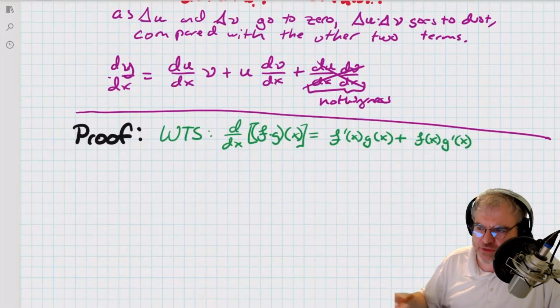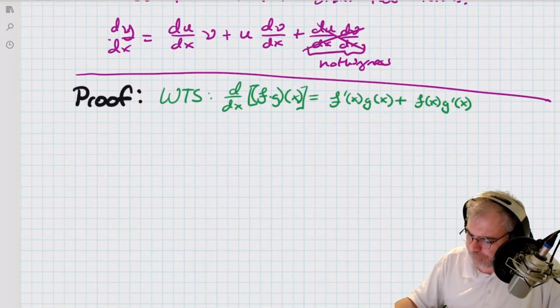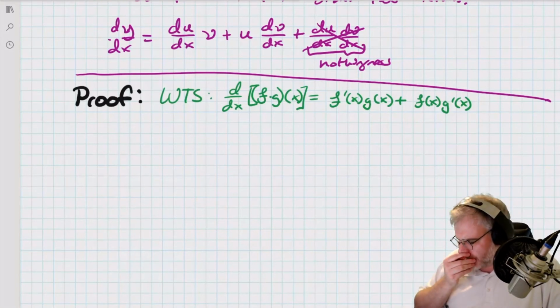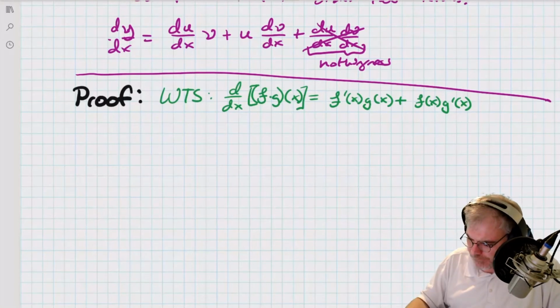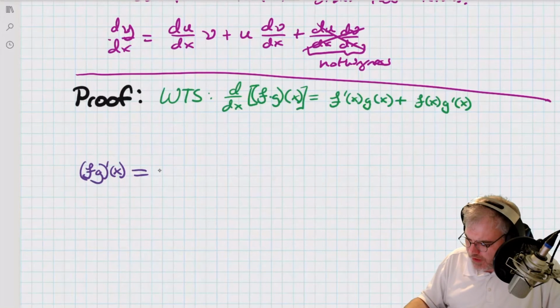I'm going to leave the strategy blank for a moment. We'll come back to that. But I'm going to use the h definition of the derivative. That's obvious. Okay, so what am I going to do here? So let's see. fg prime of x is going to equal the limit as h goes to 0 of fg of x plus h.